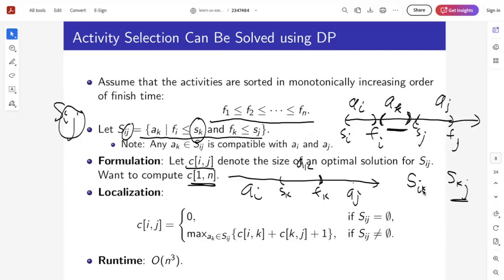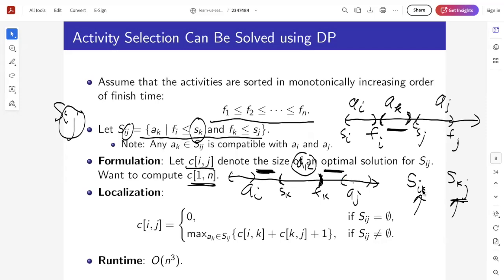So this is AI. Let's say all the activities here are compatible with AI and AK, and all the activities here are compatible with AK and AJ. AJ has a start time. Then we want both of them to be maximum, and since we already selected K, we have to add 1.